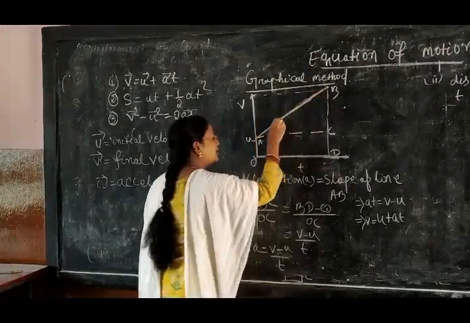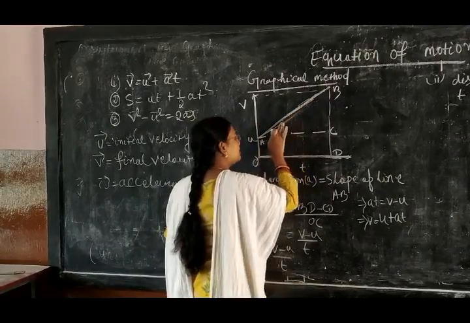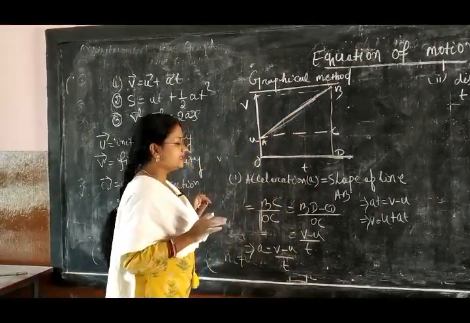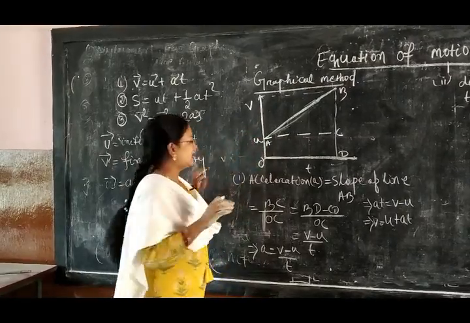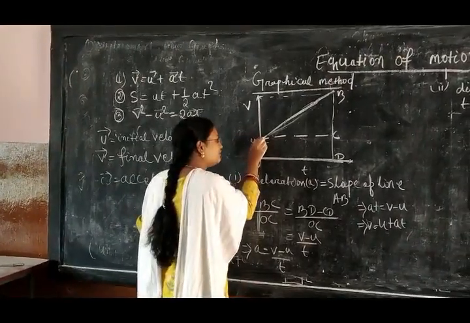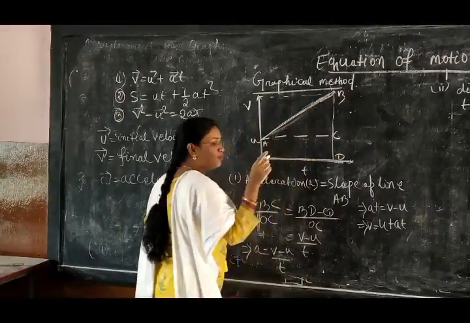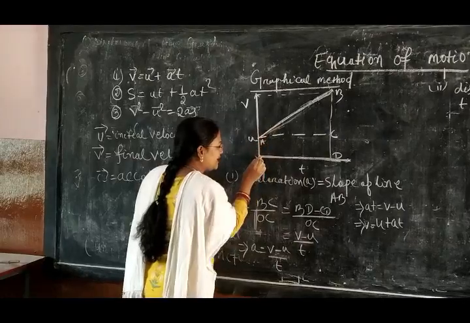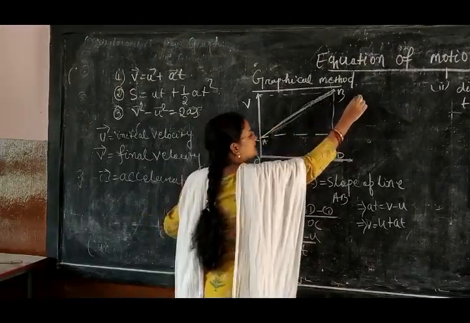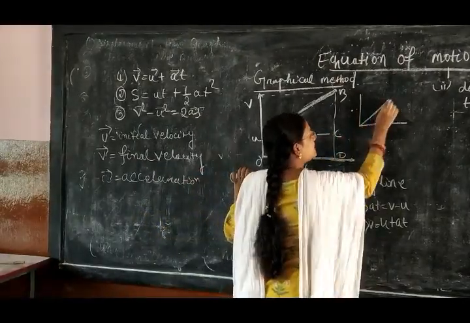So here it is, the straight line is there. And here you see this body is having some initial velocity. That's why I have started the graph from here to here. If the body starts from rest, then I will start this line from 0, like this. For uniform acceleration the graph is like this.